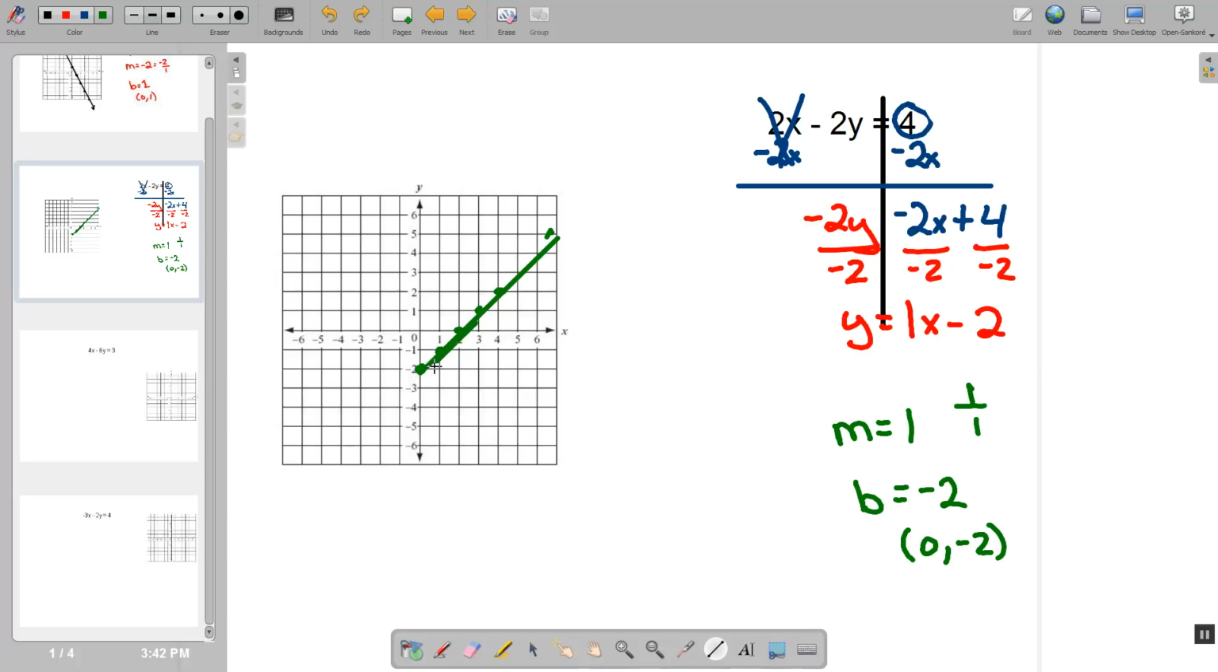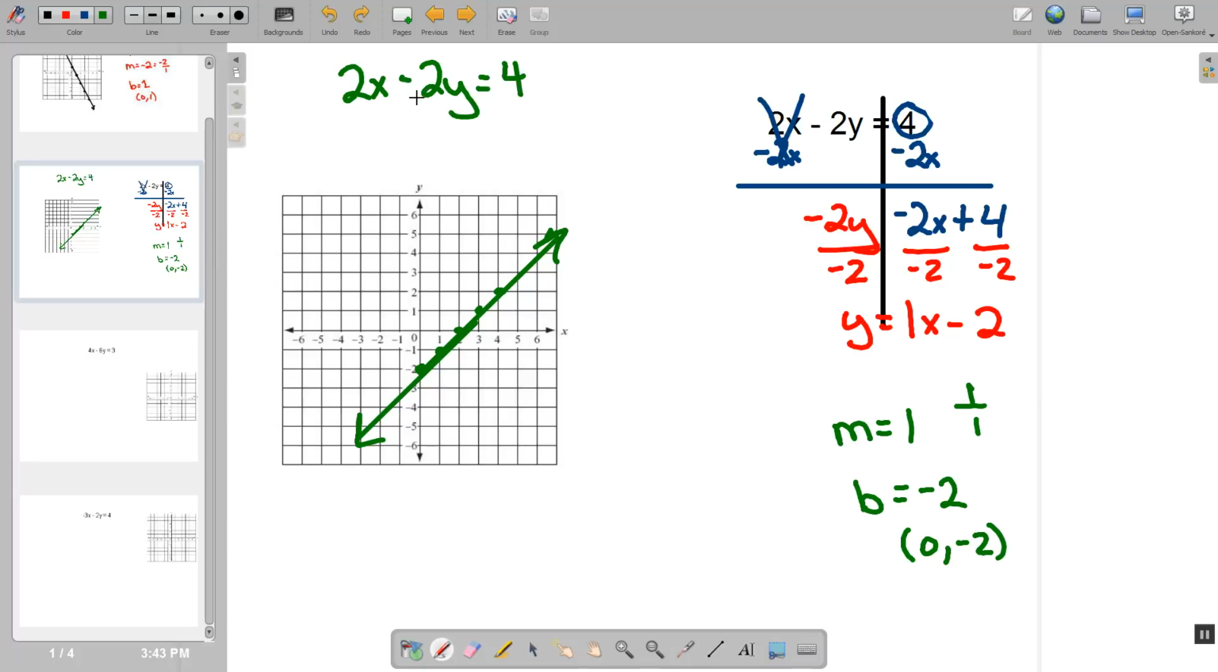Whoops. Kind of messed up that little corner there. That's okay. And there's our line.